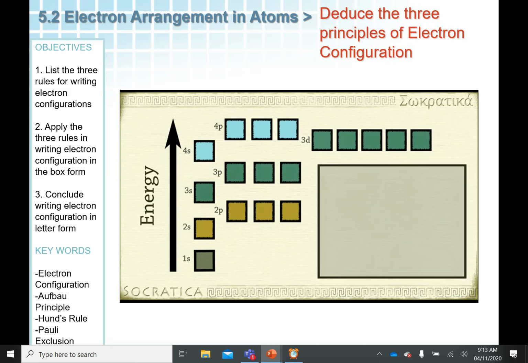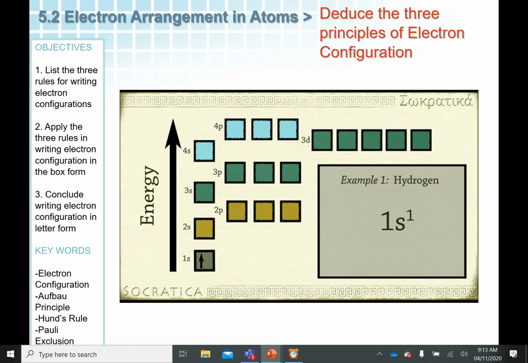Let's see some examples. Hydrogen has 1 electron, so it goes into the 1s orbital. We write the electron configuration as 1s1. The first number shows the energy level, and the exponent on s shows the number of electrons in the s orbital.